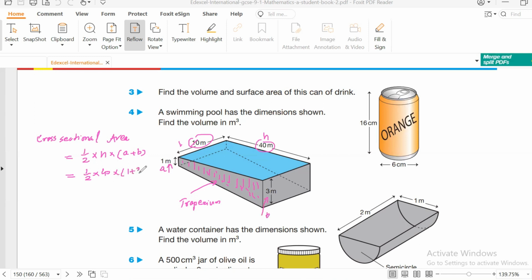So 1 plus 3, and now we have 2 multiplied by 20 gives us 40, 20 multiplied by 4, which is equal to 80. Now volume equals what? Cross-sectional area, which is 80, multiplied by the length. Consider this length 10. So we will get volume equal to 800 meter cube. I hope it is clear.